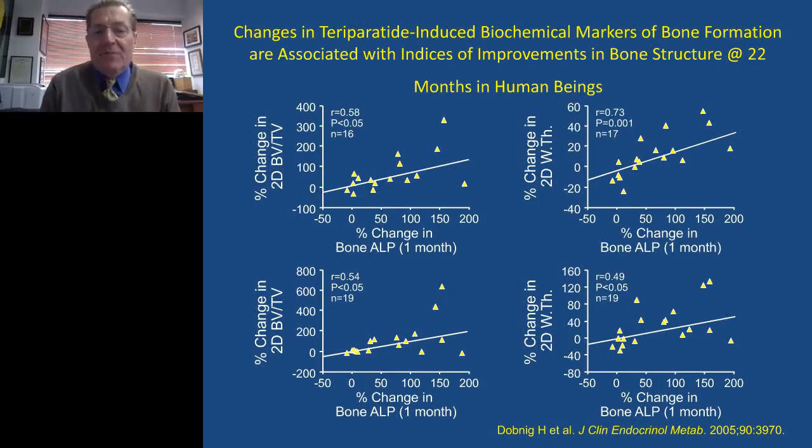Now this is an interesting slide because this is a histomorphometry slide looking at different parameters of bone from bone biopsies, looking at bone volume, looking at the width of the trabecular area, and this is looking at bone alkaline phosphatase. The point of this slide is to show that, again, an increase in a formation marker was highly correlated with improvements in certain microstructural changes of bone by bone biopsy. This is from Harold Dobnik's paper published in the JCM in 2005.